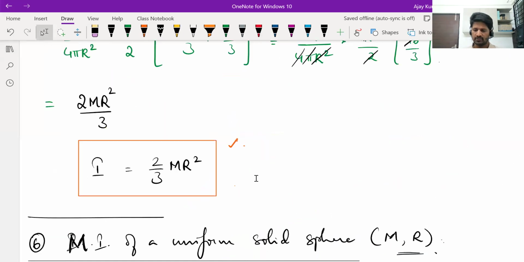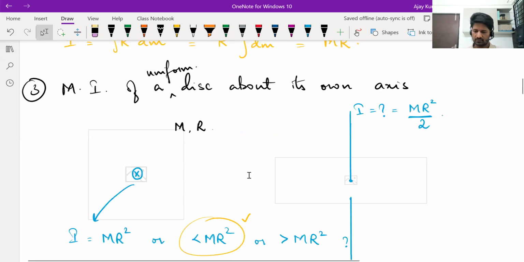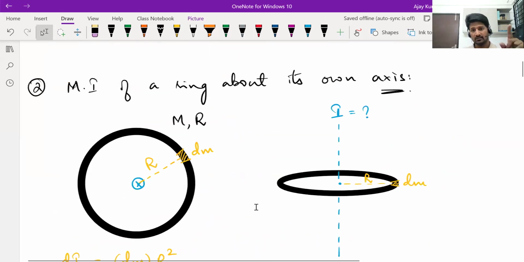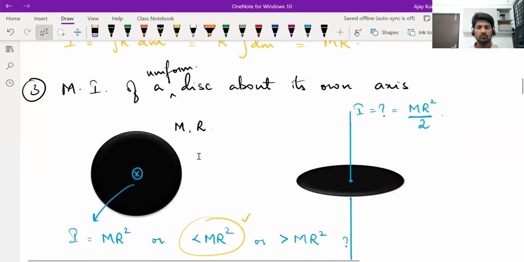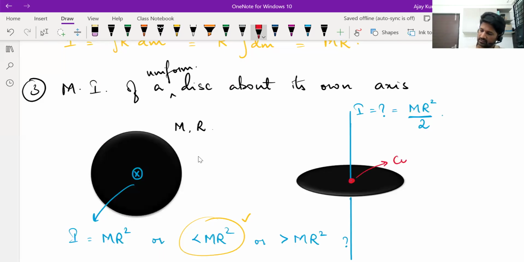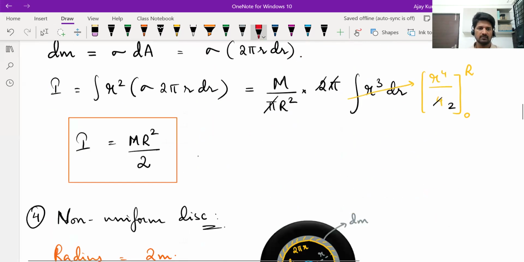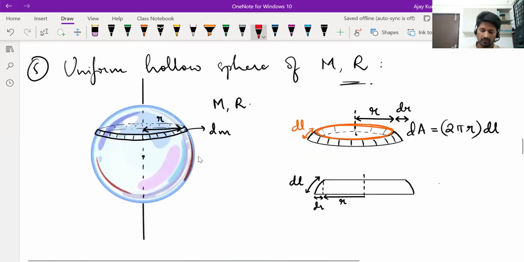Yesterday's class, we derived moment of inertia first for a ring about its own axis. Now see, the own axis of a ring also passes through the center of mass of the ring. The geometrical center itself is the center of mass. Next, we discussed moment of inertia of a disk about its own axis. That axis also passes through the center of mass of the disk, because geometrical center itself is the center of mass of a disk. Next, uniform hollow sphere. Also, we derived moment of inertia about an axis passing through center. That point is the center of mass.